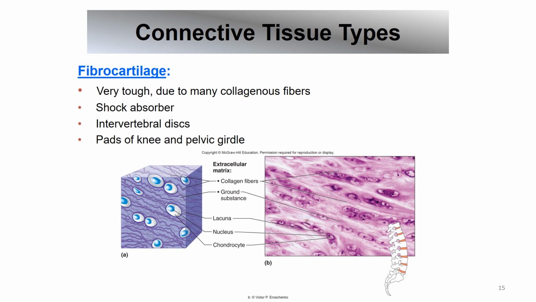Fibrocartilage is very tough because it's packed with many collagen fibers. Therefore, it acts as a shock absorber and helps to withstand the forces of gravity. So intervertebral discs, pads of our knee, and the pelvic girdle are the locations for this cartilage.